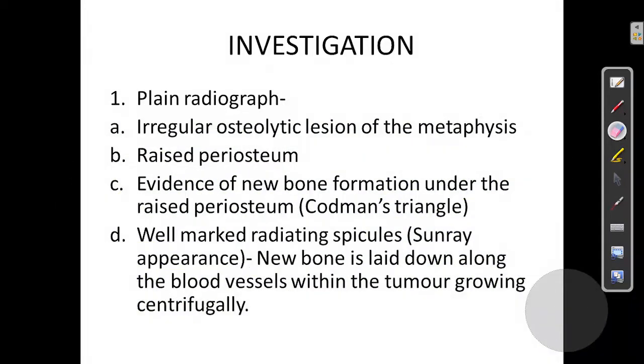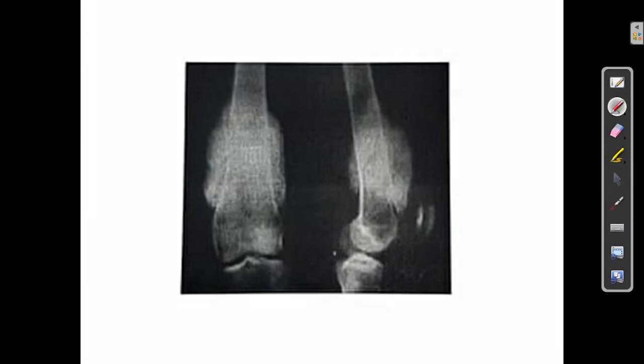Now we will look at the X-ray. In the X-ray we can see irregular osteolytic lesions, then we can see a raised periosteum, then we can see Codman's triangle and sun ray appearance. This is the typical X-ray picture.